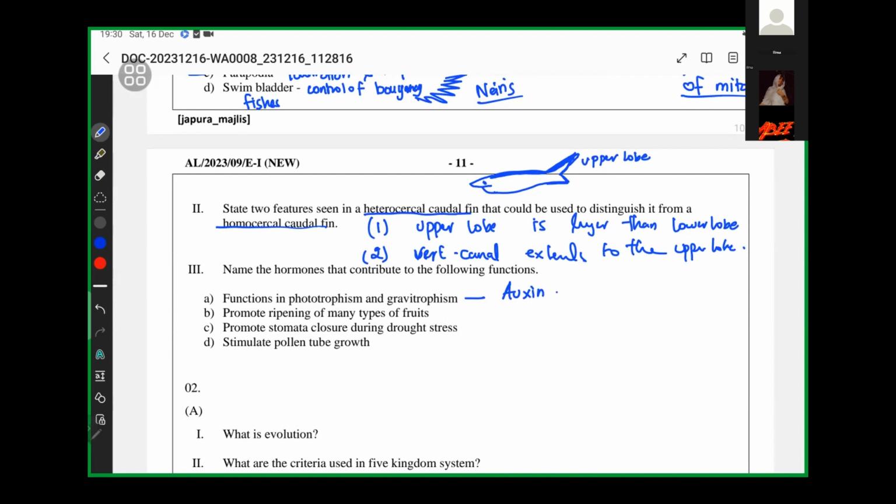The next thing is to promote ripening of many types of fruits. We use ethylene. To promote stomata closure during growth stress is abscisic acid. And to stimulate pollen tube growth is gibberellin. So these things you need to know by heart.